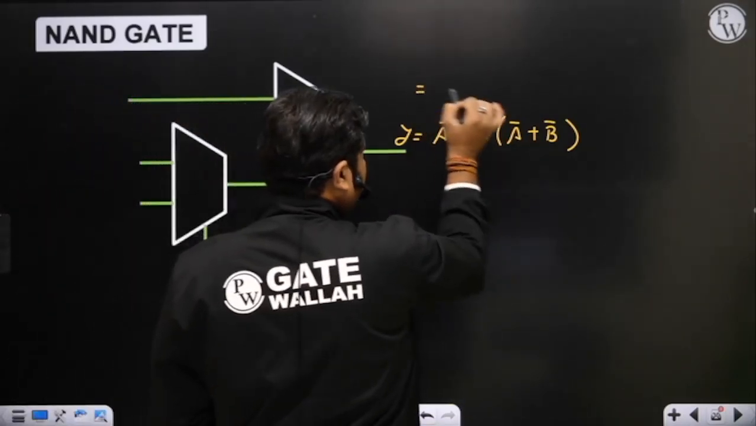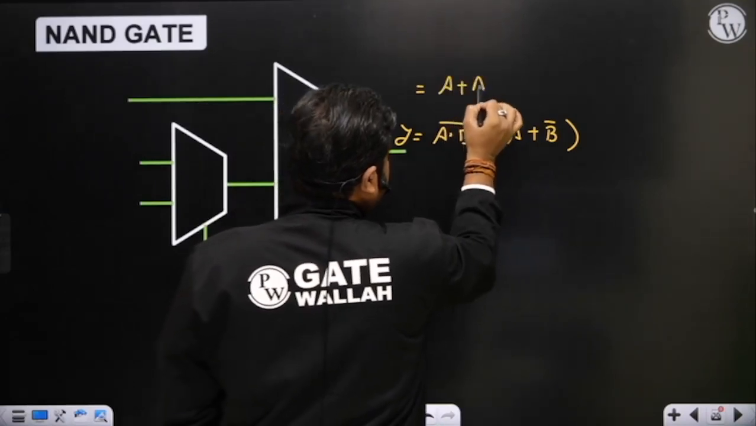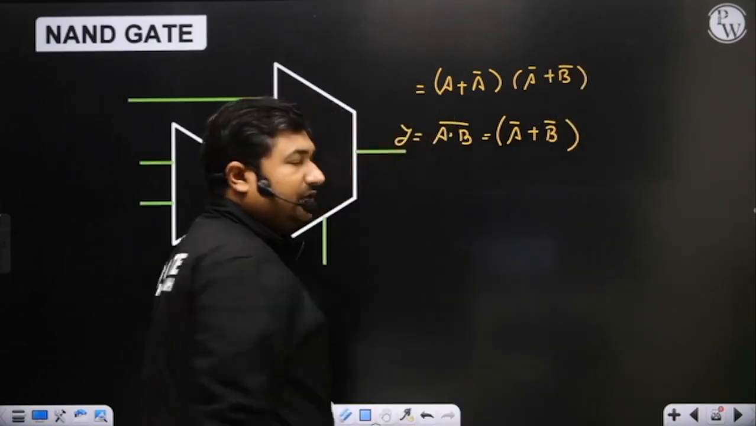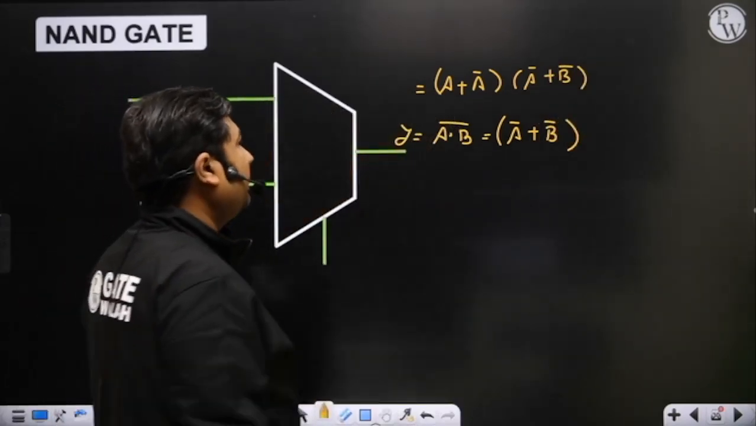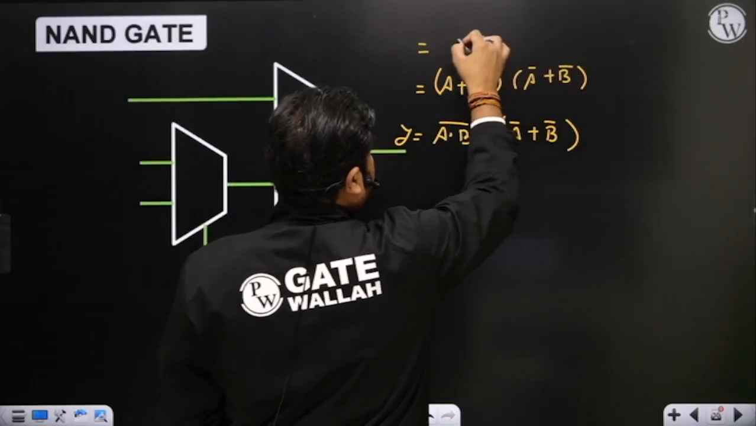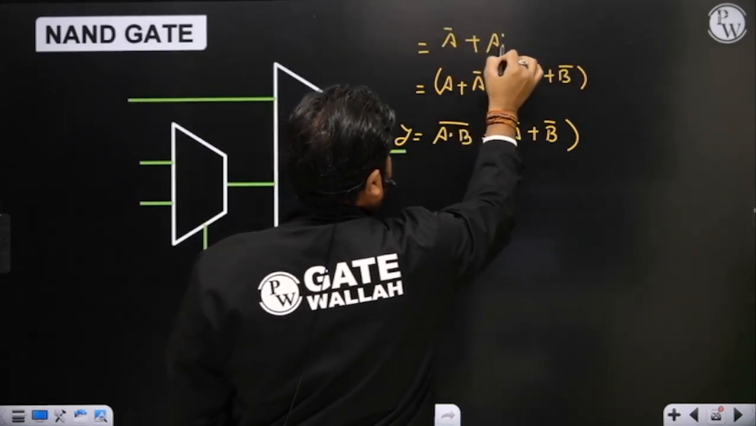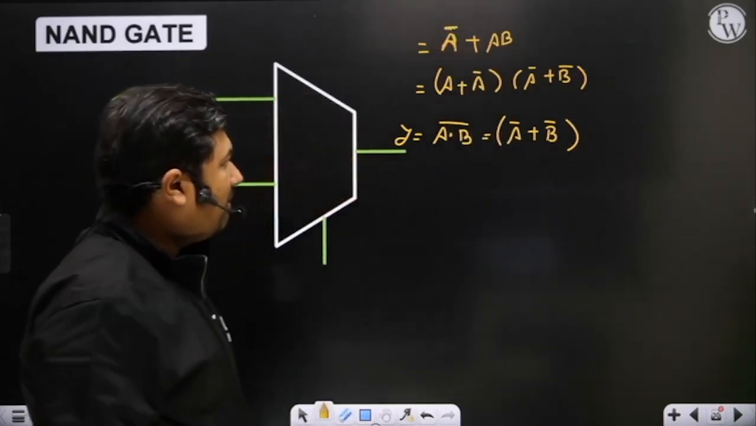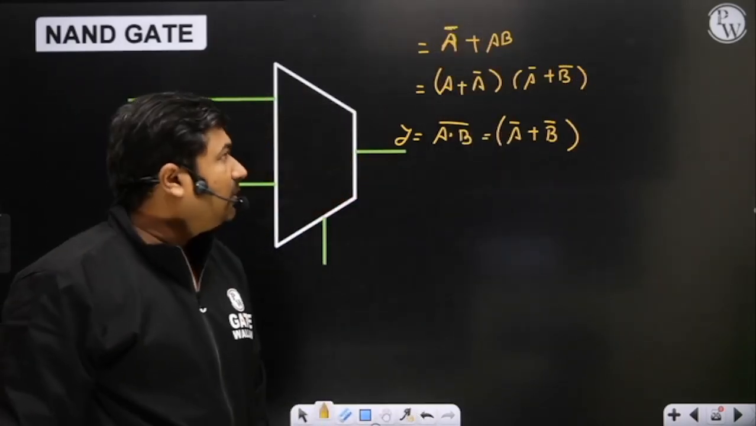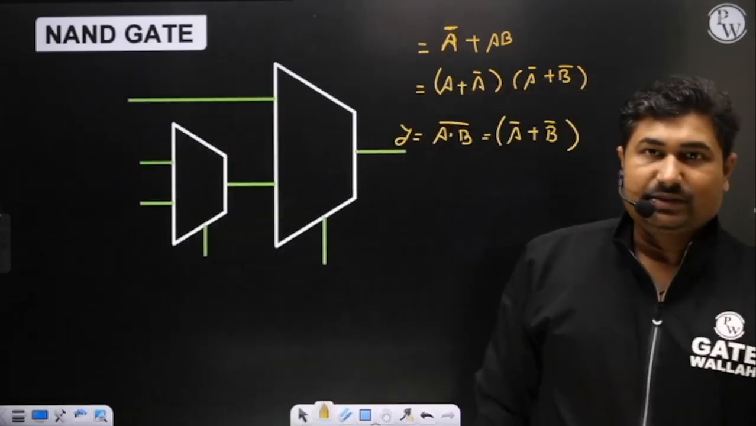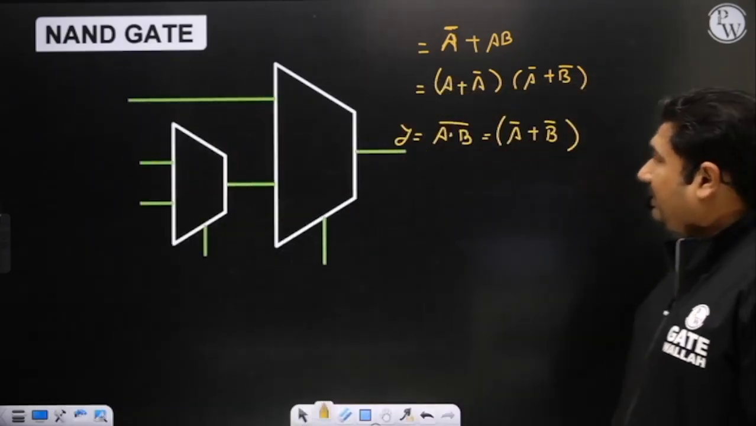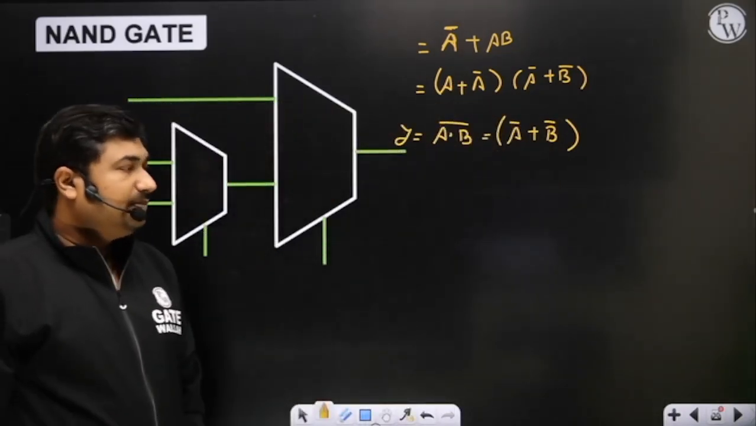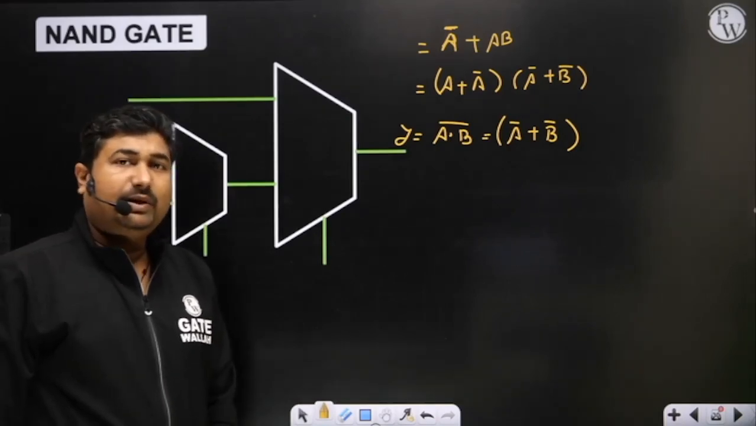So, if I am going to implement a plus a bar into a bar plus b bar, it means the same function a bar plus b bar is implemented. By using the transposition theorem, I can write a bar plus ab. So if I am implementing a bar plus ab, then I am also implementing (a dot b) whole bar. Is it okay?